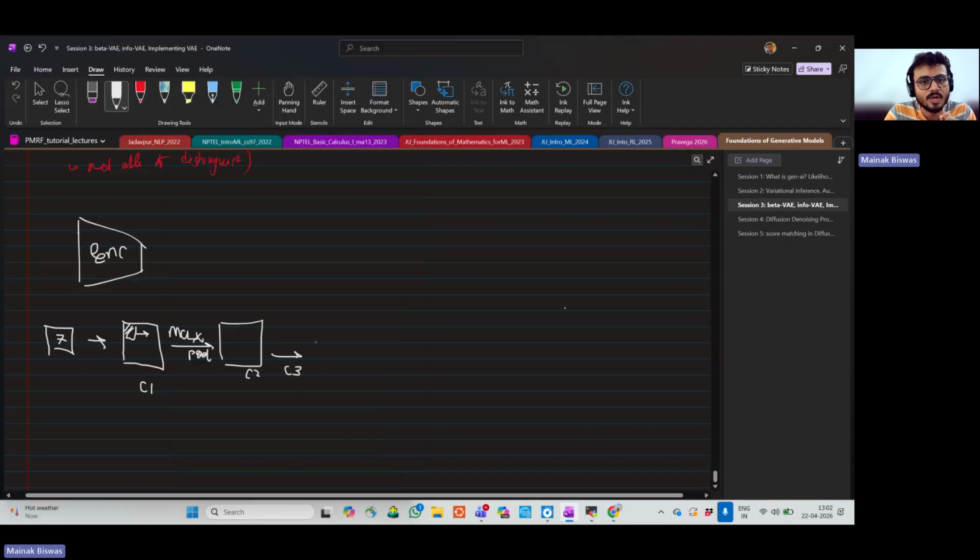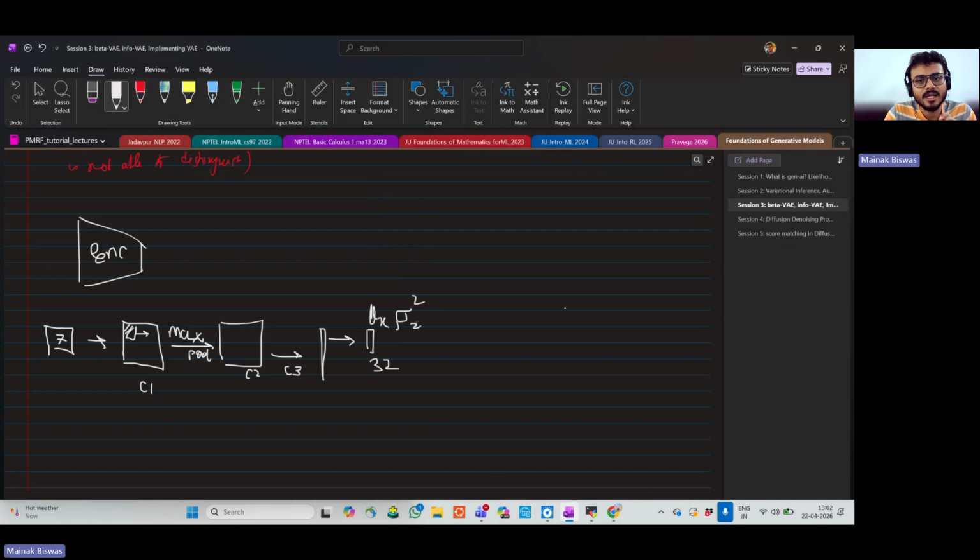So after conv 3, I flatten the vector, output it, and I'll get a 32 dimensional latent. This is mu of x and sigma square of x. Actually, I will implement mu of x and log of sigma square of x, as I have shown last time, because we don't want the encoder to be constrained to give outputs between 0 and infinity, since sigma cannot be negative. So we model the log of sigma, which is a real number.